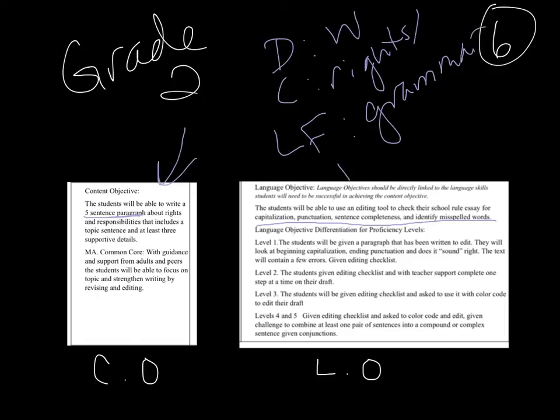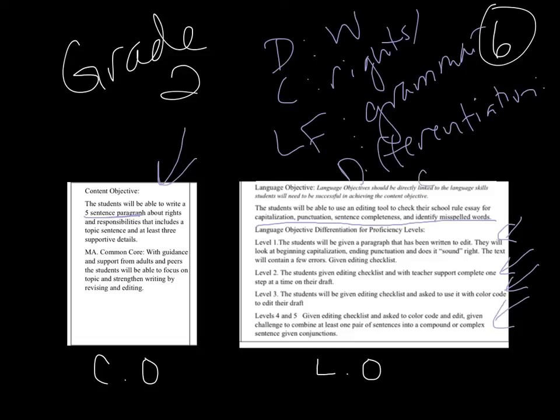And then lastly, the differentiation. The teacher differentiates in each different level by having them focus on a different part of the checklist that they're giving. So even something like saying that you have a checklist or a graphic organizer, those are all examples of differentiation. So if you already use those, you're already all set.